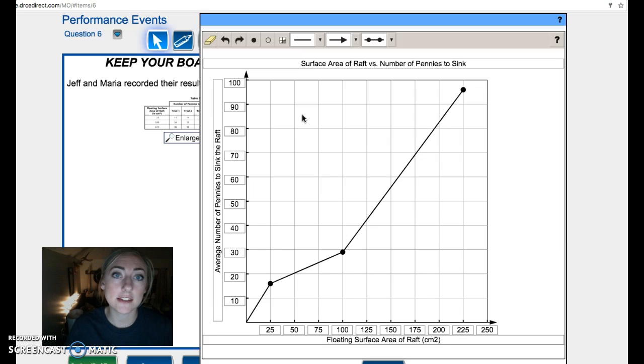And then you're going to send me that screenshot in an email. So you'll basically attach it as an image and send it to me, and then I can see that you completed the graph, and I can see that you completed it correctly, and I can give you your grade. Let me know if you have questions. Hopefully this helps, and we are more than prepared for the MAP test.